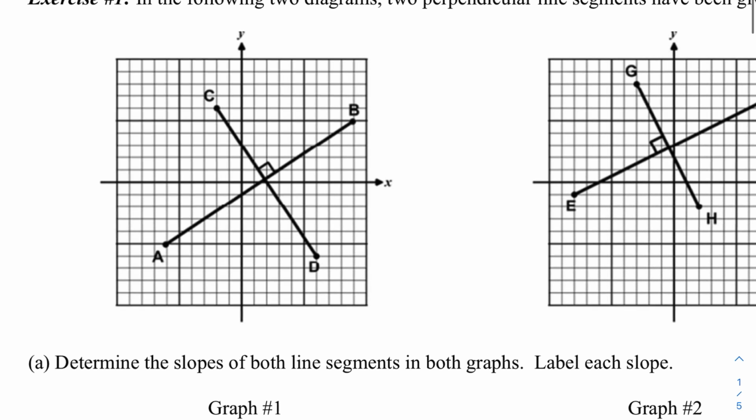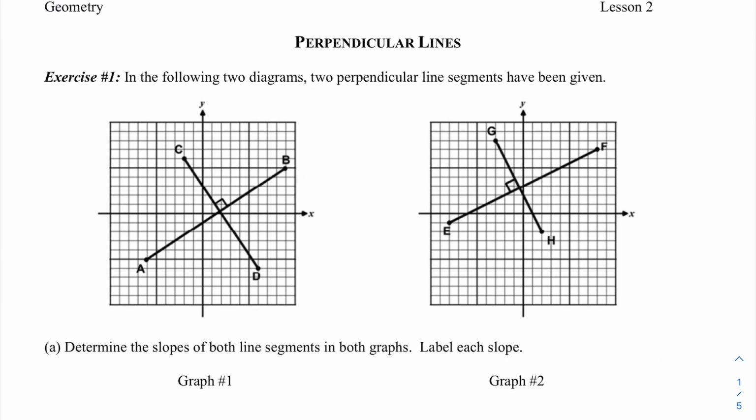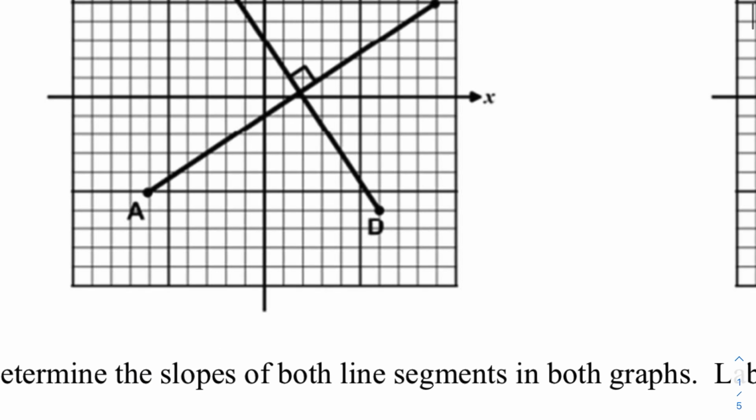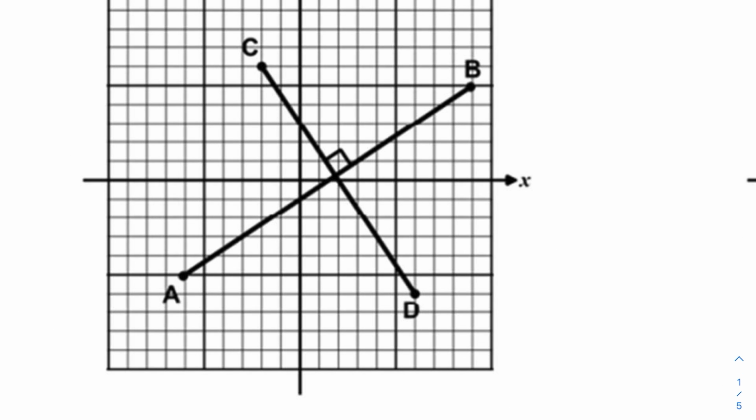So in this first example, it's asking us to determine the slope of both line segments in the graph. So in this first one, we want to find the slope of AB, and we also want to find the slope of CD. So AB. I could use the slope formula, which yesterday we talked about was y2 minus y1 over x2 minus x1, or we can just count.